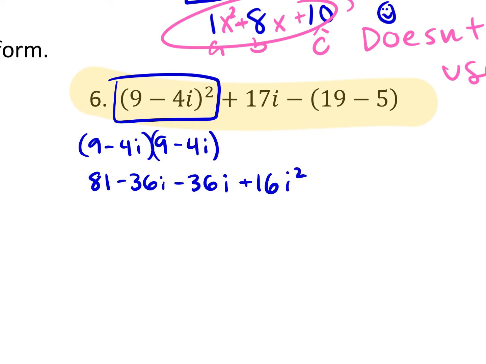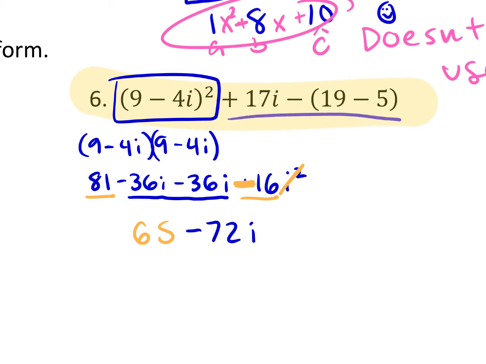What can I do next? The i squared turns into -1, so that makes this a -16. And then what? Combine like terms. So I have 81 minus 16, which would be 65. And then -36i minus 36i would be -72i. And then I still have the rest of the problem here, which I'm going to write down below. So plus 17i minus 19 minus 5.